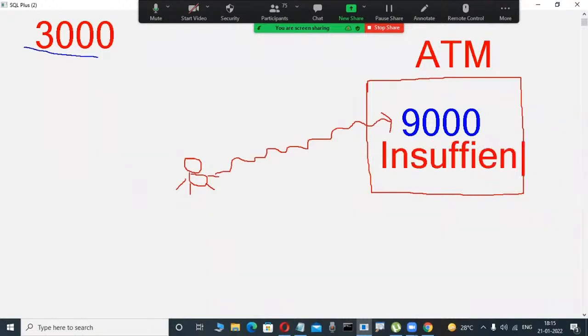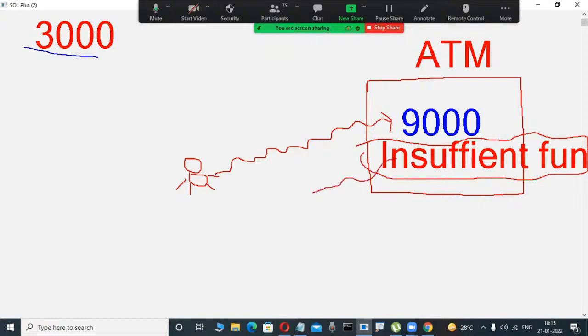Why? Because here your balance is low, 3,000, but you are trying to withdraw more than 3,000, that is 9,000, 8,000, 7,000 like that. How is it possible? In that case, only the insufficient funds message will be displayed. But how is this message possible? Does the ATM center know?